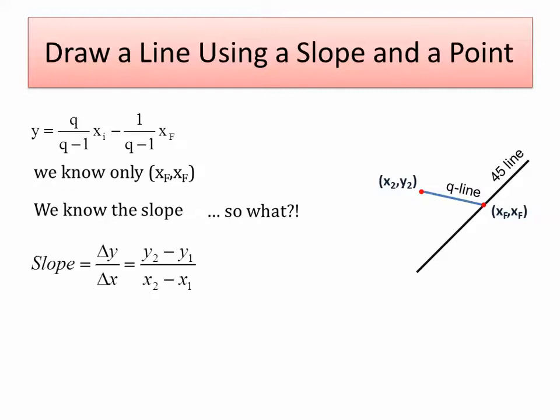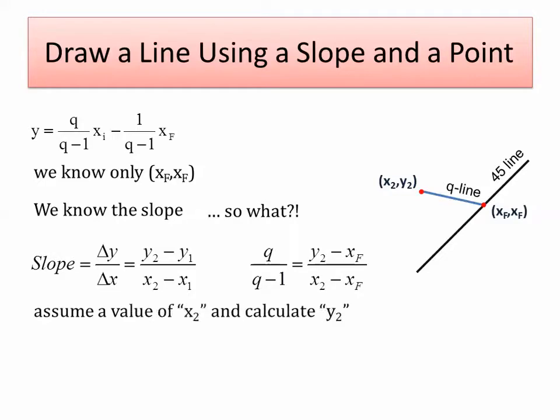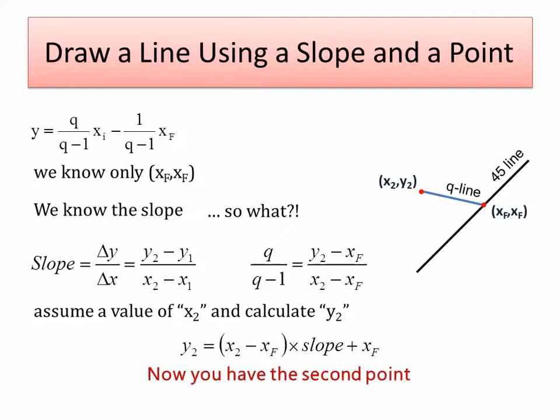You know that the slope is delta y over delta x. You know one x and one y, then you assume another x, and you calculate the other y. So you can now get the y2 from any assumed value of x2, and since it's a straight line, any point would work. You don't need to worry about this. And now you have another point, and then you can draw it very simply.